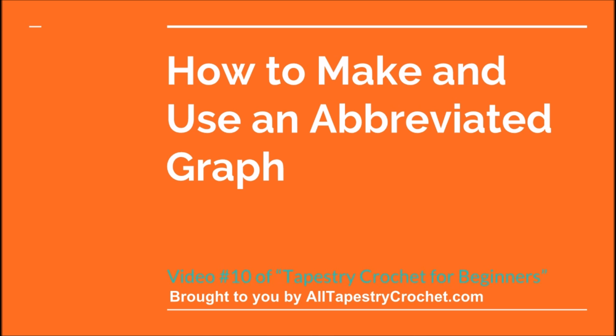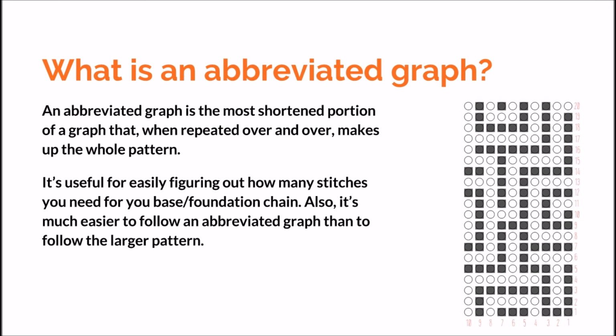In this video, I'm going to go over how to make and use an abbreviated graph. An abbreviated graph is the most shortened portion of a pattern that, when repeated over and over again, makes up the whole pattern. It's useful for easily figuring out how many stitches you need for your base or your foundation chain, and it's also much easier to follow an abbreviated graph than it is to follow the larger pattern.